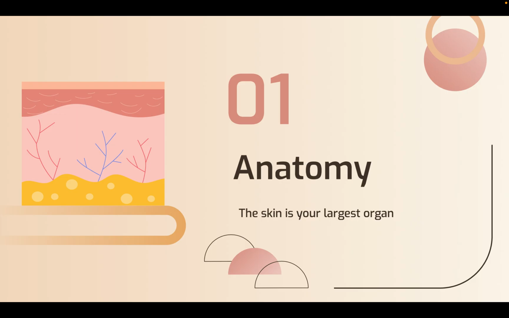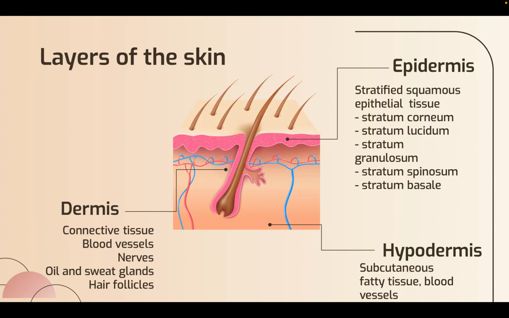The skin is your largest organ by weight, which I thought was pretty cool. So starting outward going in, we have our outermost layer called our epidermis. That consists of stratified squamous epithelial tissue. It consists of these 5 layers here. The cells in these layers grow from the bottom up.